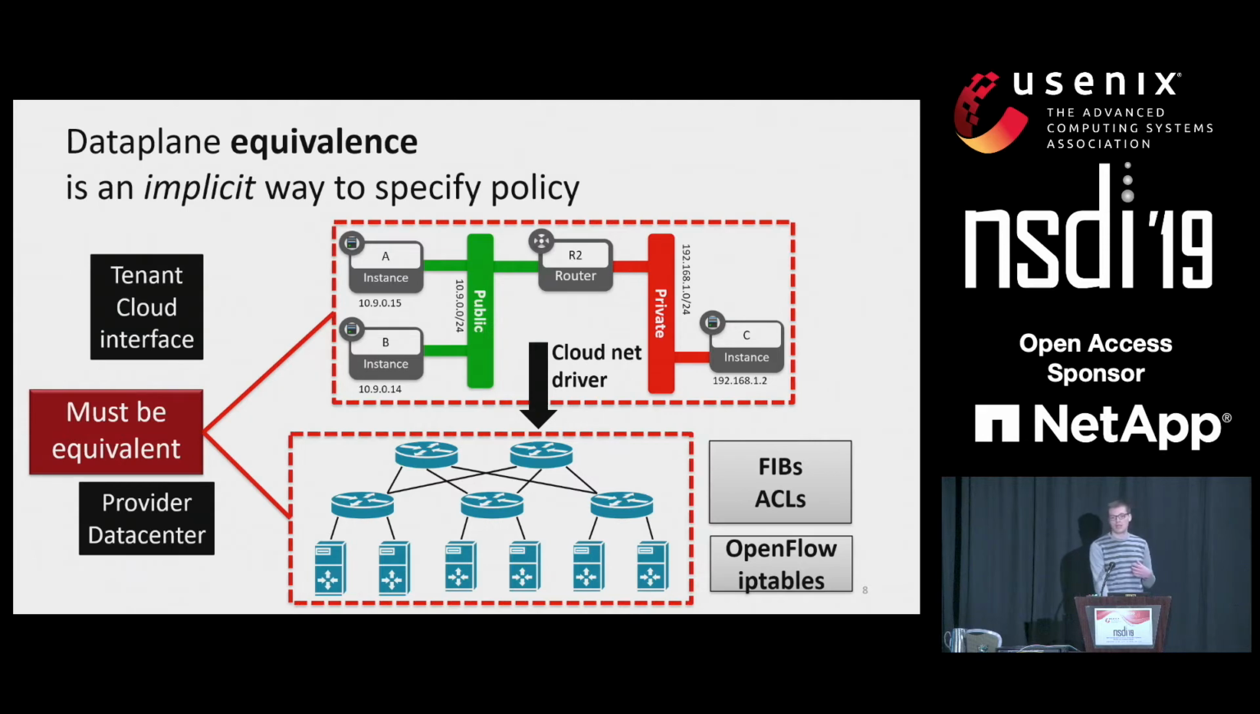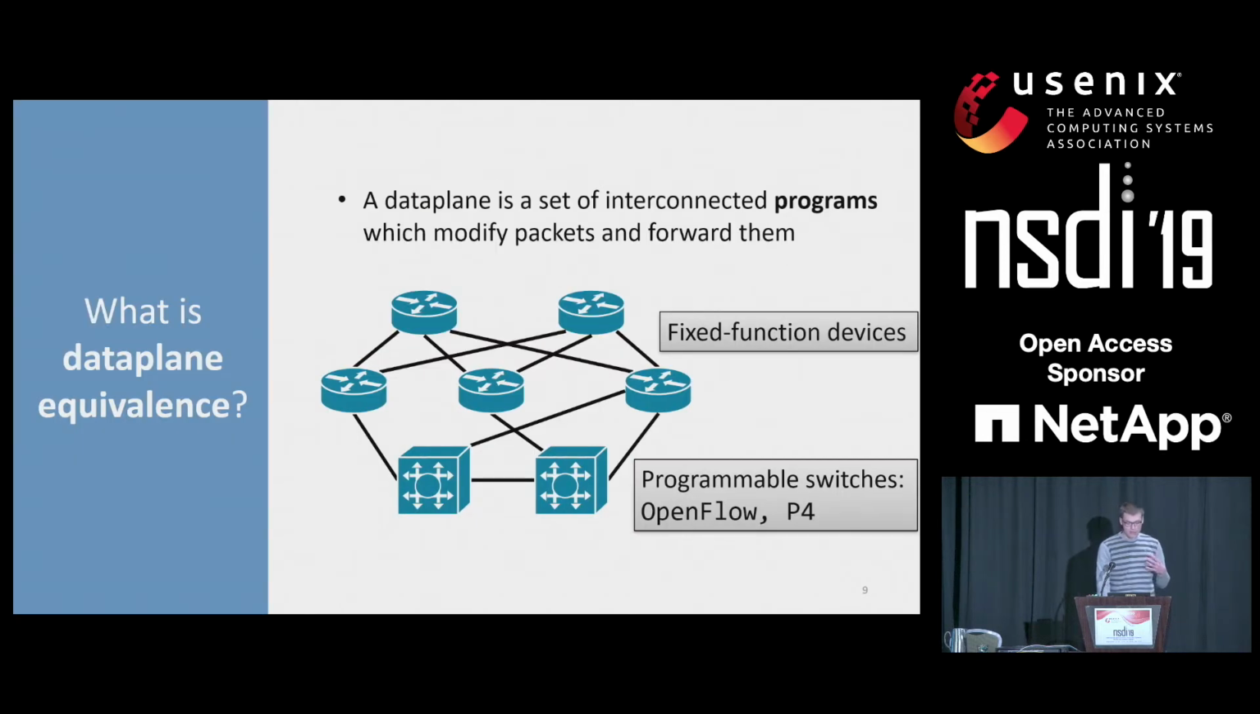First of all, a data plane, recall, is just a set of interconnected boxes which will mangle packets and will forward them or drop them on the ground. And these boxes are not necessarily fixed function devices, such as layer 3 routers, but they may also be programmable switches, such as OpenFlow or P4 switches.